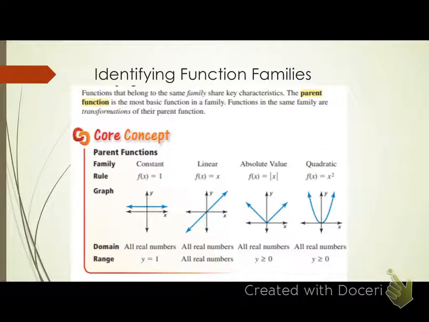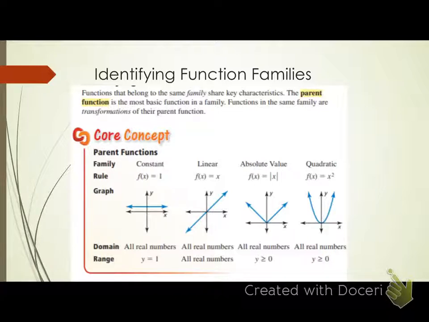The domain's all real numbers because it's forever going to the left, forever going to the right. My range is y is greater than or equal to 0. Does this graph ever go lower than 0? No. It's stopping right at 0. Does it have a stopping point going up? No. So that's why it's y is greater than or equal to 0. It covers all y values that are bigger than and equal to 0.